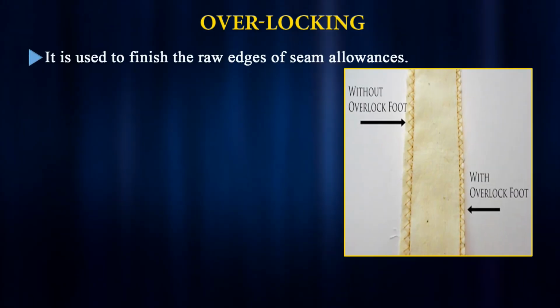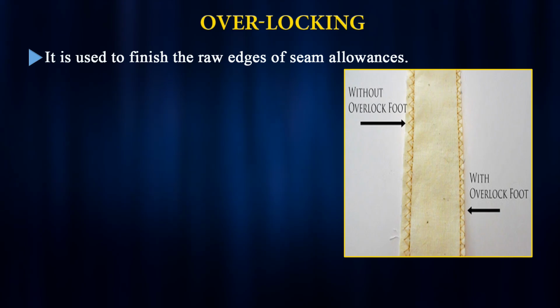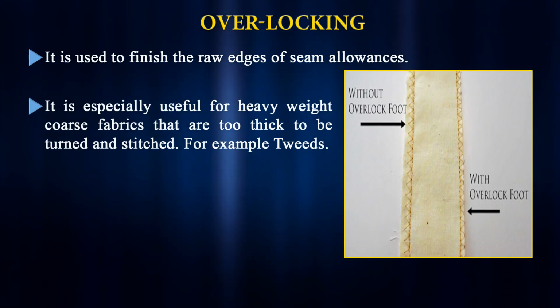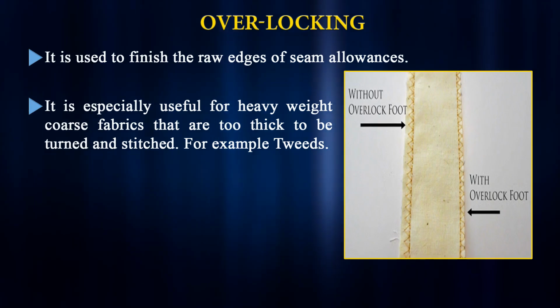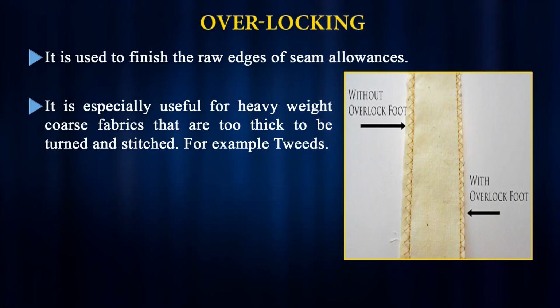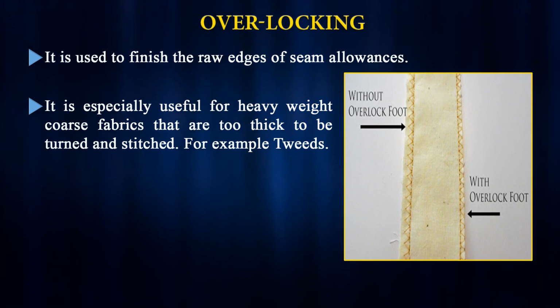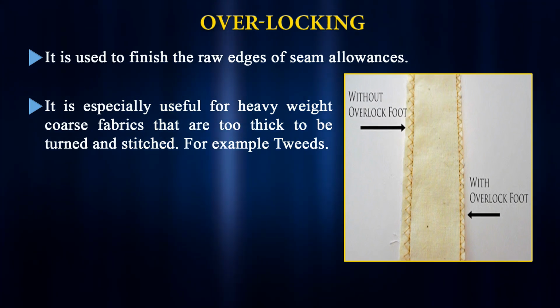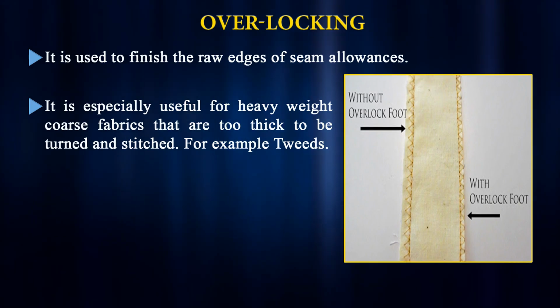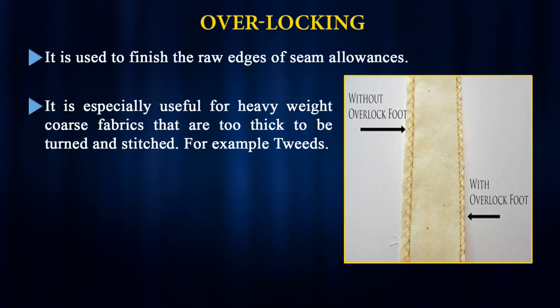Then the third is the overlocking. Overlocking we also see when you have a tailored garment. You can see the overlocking finishing is done at the side seam part or the armhole part. It is used to finish the raw edges of seam allowance. It is especially useful for heavy weight coarse fabric. Like if we have a fabric which is heavy weight, for that type of fabric we use the overlocking finishing method. For example, we have the tweed fabric, we use the overlocking method.